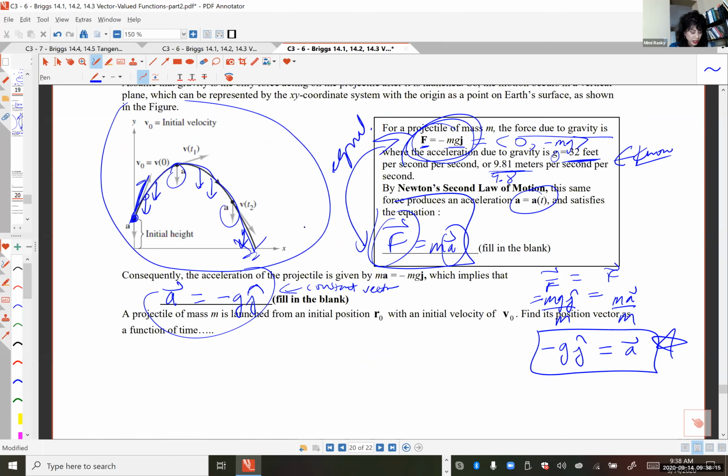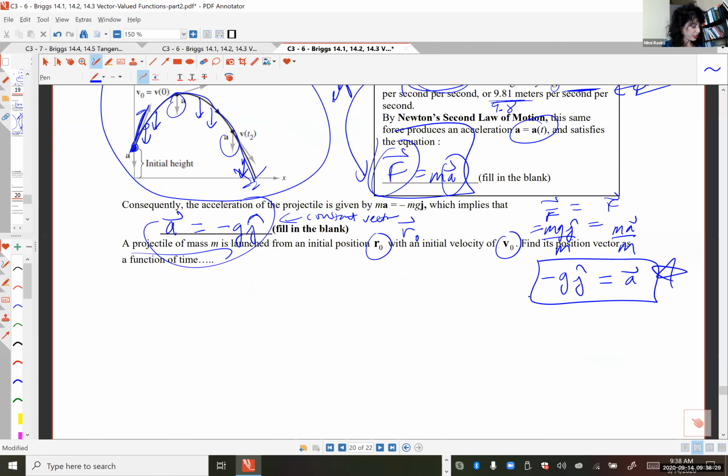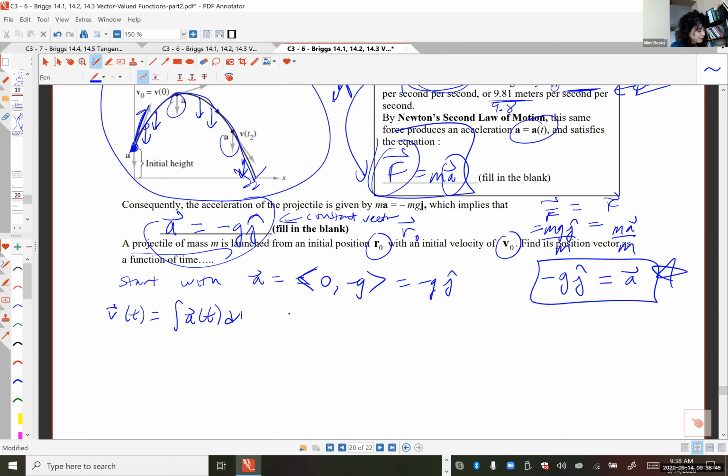So the generic initial conditions are, you have a projectile of mass m, okay? Your initial position is r naught. That is a vector, okay? And then you're going to have initial velocity, v naught. Now let's do the derivation. So we're going to start with the acceleration vector, and we know that it looks like, in component form, 0, negative g, which is the same as negative g times j hat. Then velocity is the acceleration's integral. So you're just going to go, okay, what is the integral of negative g times j hat dt?